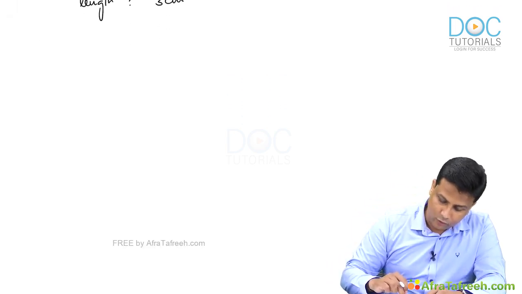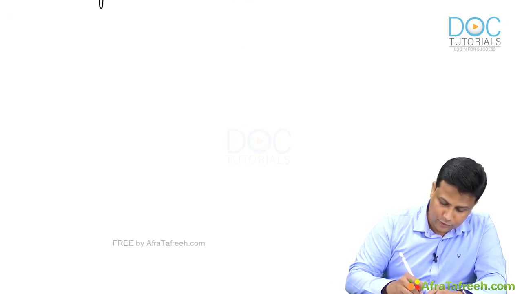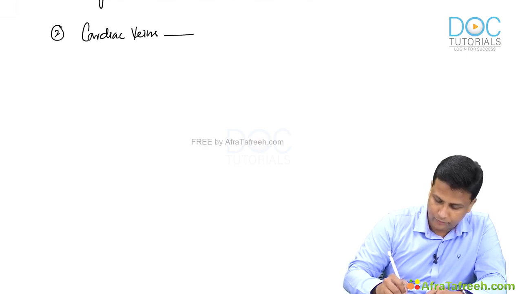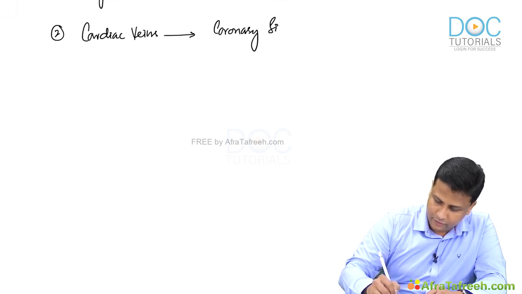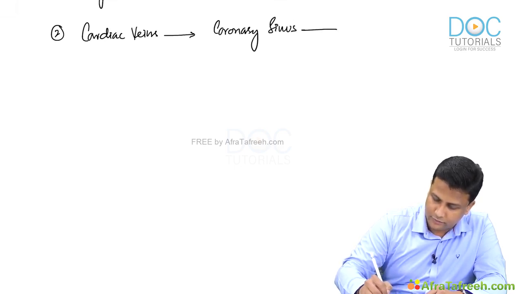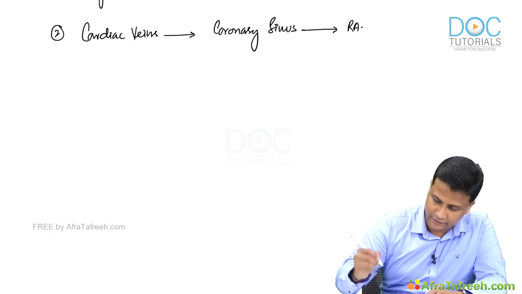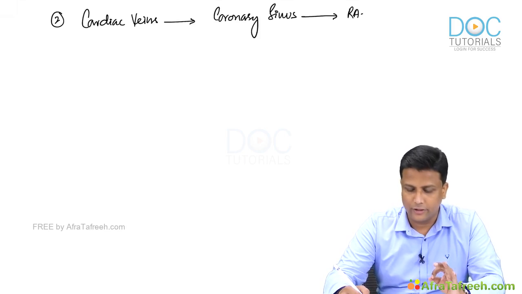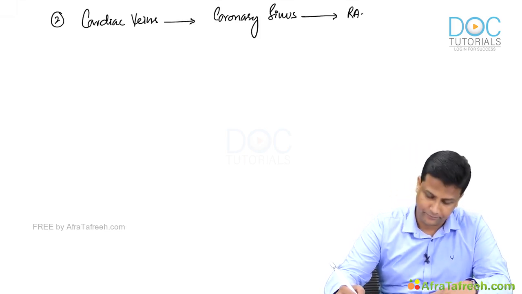Then the second point I want all of you to remember is that almost all your cardiac veins will drain the blood into the coronary sinus. And from the coronary sinus, the blood will be drained into which chamber of the heart? Into the right atrium. So almost all the cardiac veins drain the blood into the coronary sinus, and from the coronary sinus, blood will be drained into the right atrium.